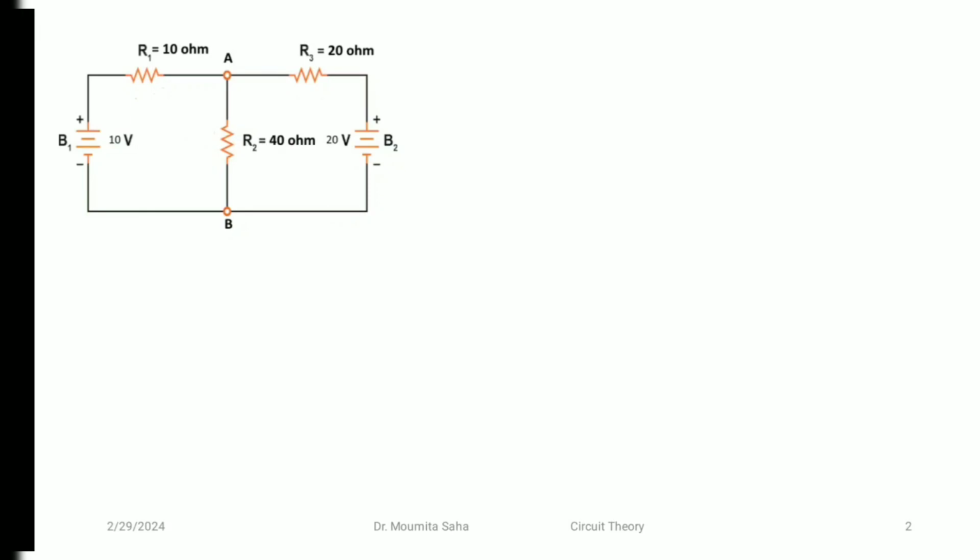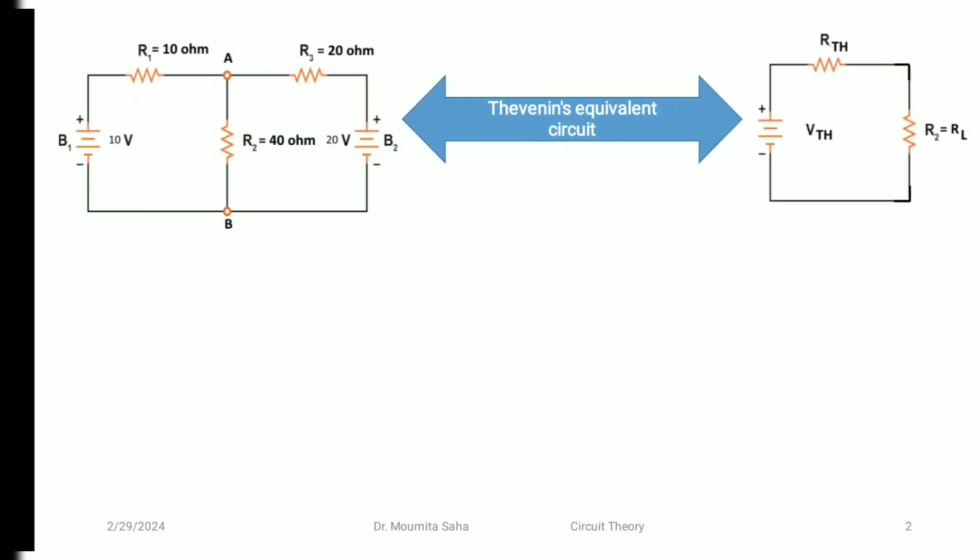Thevenin's theorem basically states that it is possible to simplify any linear circuit, irrespective of how complex it is, to an equivalent circuit with a single voltage source and series resistance. So the equivalent circuit of this complicated series parallel connection is like this. The Thevenin's equivalent circuit looks like this, where there is Thevenin's equivalent voltage VTH, Thevenin's equivalent resistance RTH, and one series resistance, that is R2 or RL.